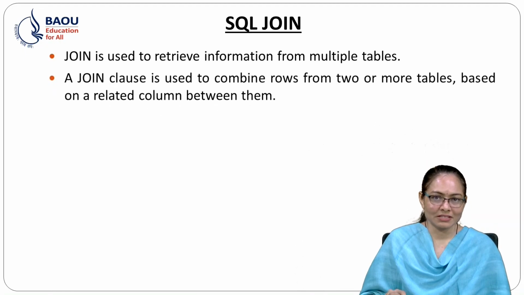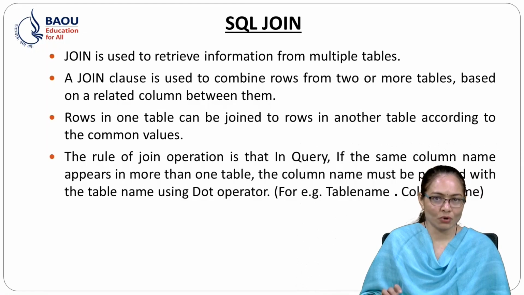A join clause is used to combine rows from two or more tables based on a related column between them. Means the rows in one table can be joined to the rows in another table according to the common values. The rule of join operation is that in a query, if the same column name appears in more than one table, the column name must be prefixed with the table name using the dot operator. For example, table name dot column name.